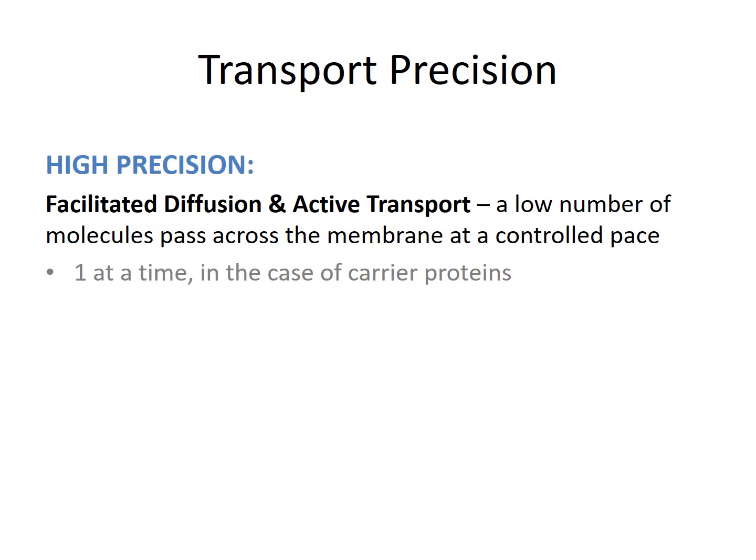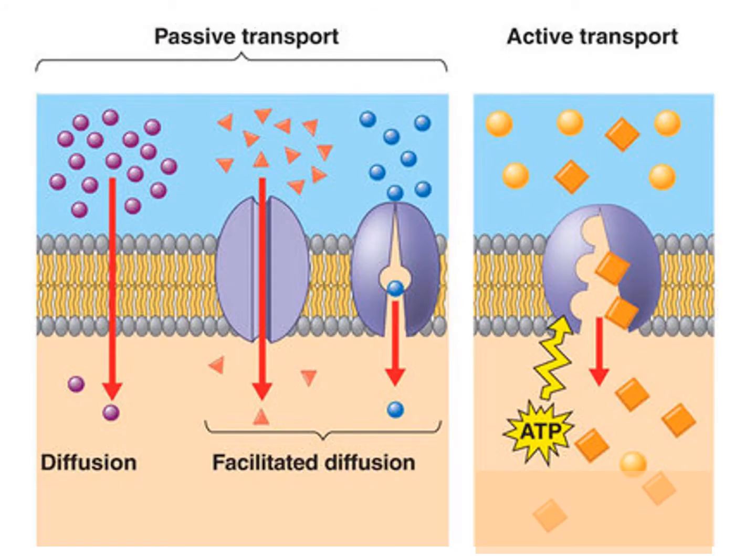So far, we've discussed high precision transport mechanisms, including facilitated diffusion and active transport, during which a low number of molecules pass across the membrane at a controlled pace, or in the case of carrier proteins, just one molecule passes at a time. Here are some images reviewing how this high precision type of transport works.